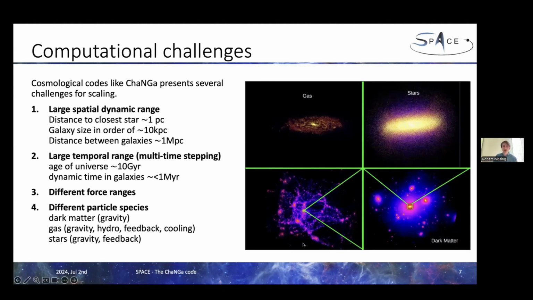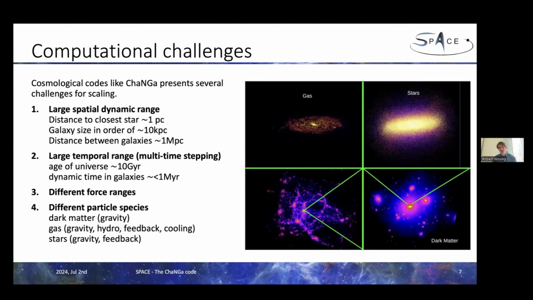And you can see that here on the right, for example. Here we're modeling a piece of the universe. We're zooming in on a galaxy cluster, and then we're zooming in once more on a galaxy. So there's a huge dynamic range. And there's also a very large temporal range, right? Because we want to model the whole age of the universe, 10 gigayears, but the dynamic time within galaxies is less than 1 million years. So this requires a multi-time stepping scheme.